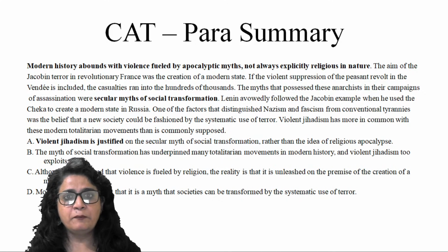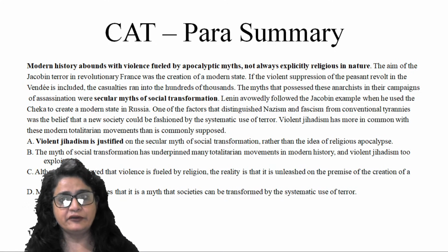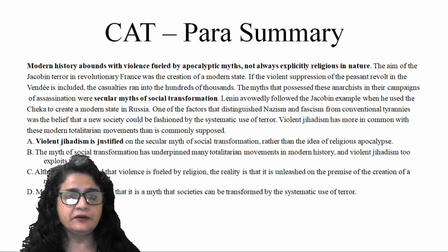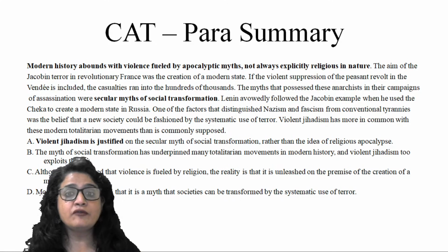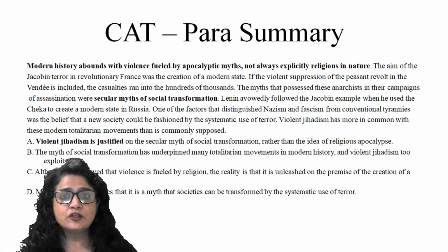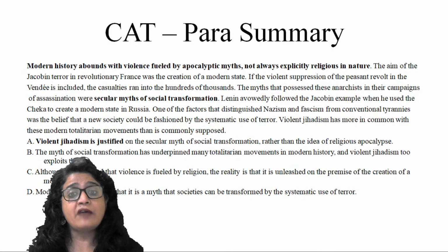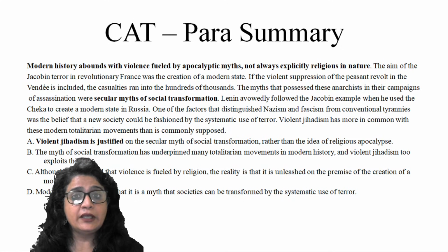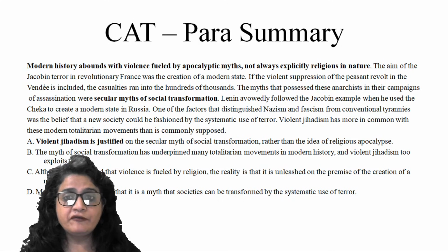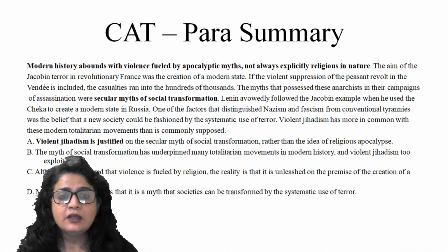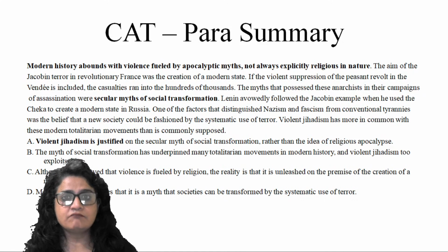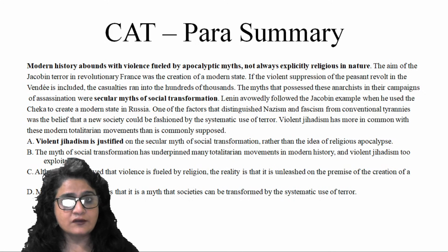So main idea, controlling idea. The author is going to prove that further. The aim of the Jacobin terror in revolutionary France, see this detail, an example to prove his point, was the creation of a modern state. So the tenet of creating the Jacobin club was that we are going to have a modern state, not regressive, not ancient, but rather modern, progressive. If the violent suppression of the peasants' revolt in the Vendee is included, the casualties ran into the hundreds of thousands. So here the author is talking about the extent of violence which happened in France.